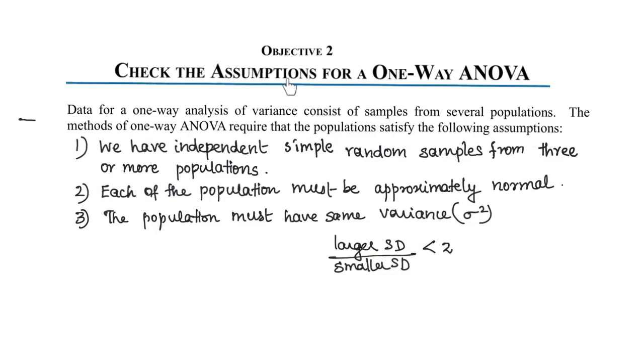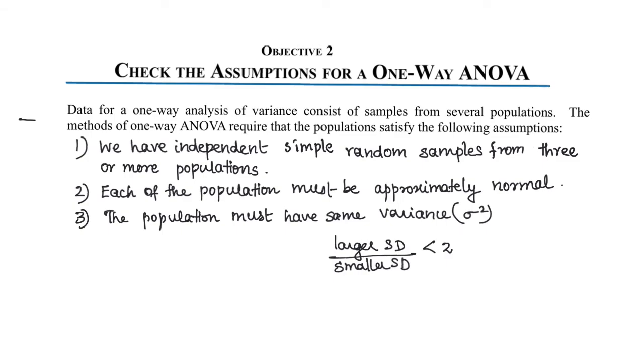Objective 2. Check the assumptions for a one-way ANOVA. Data for a one-way analysis of variance consists of samples from several populations. The method of one-way ANOVA requires that the populations satisfy the following assumptions. We have an independent simple random sample from 3 or more populations. Each of the populations must be approximately normal. The populations must have the same variance.